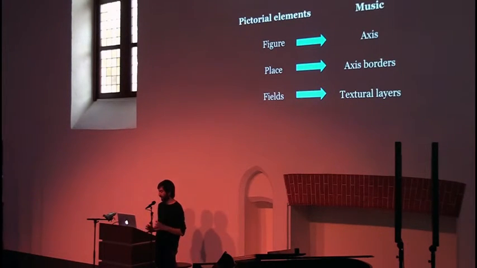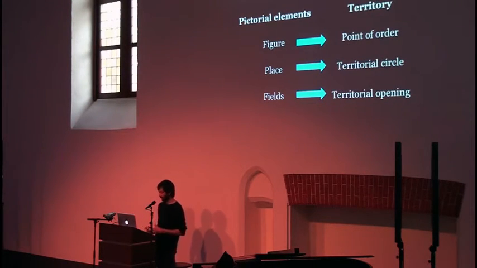And then, when I related these pictorial elements to a musical phenomenon, I related these elements also to the notion of a territory. So I see the figure as a point of order. Again, going back to Deleuze, his text about music, the figure represents a point of order. That is my point where I assure myself in the position that I'm in space. The place is my territorial circle, like in the example of the animal demarking its territory. So that's like the physical boundaries that correspond to my place.